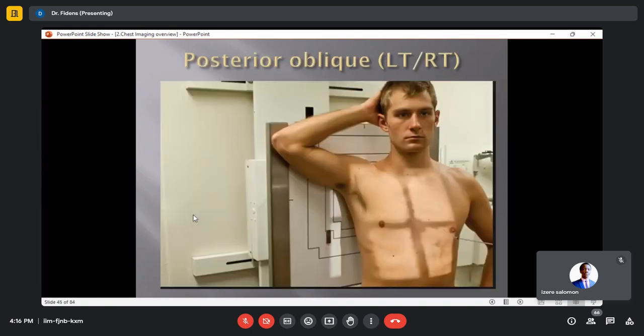Like in this posterior oblique, you can say posterior because, listen to me, they called it posterior oblique because the posterior aspect of the chest is against the cassette. If the anterior aspect was against the cassette, it would have been called anterior oblique. Like this one, who can name this view very well?